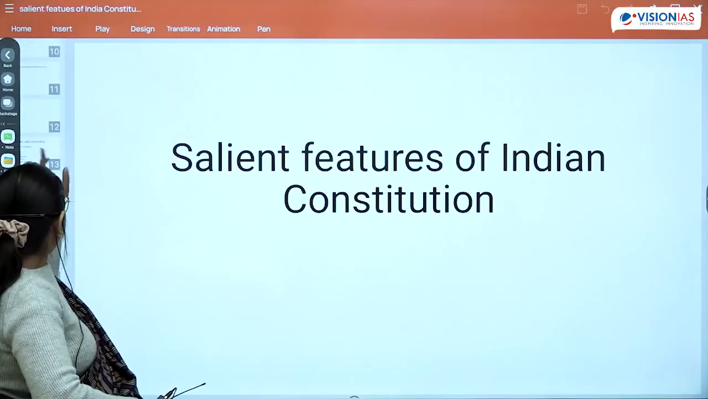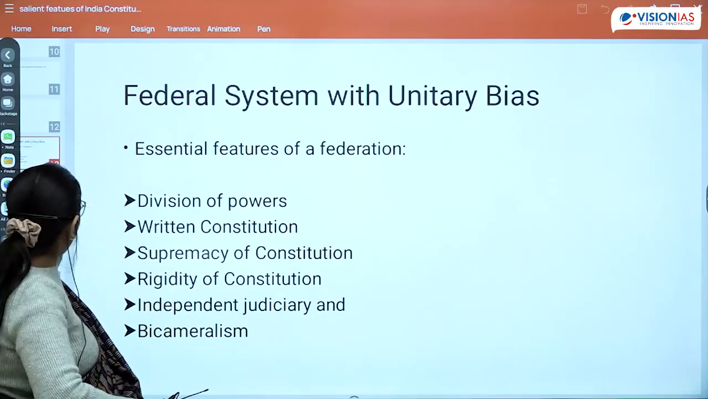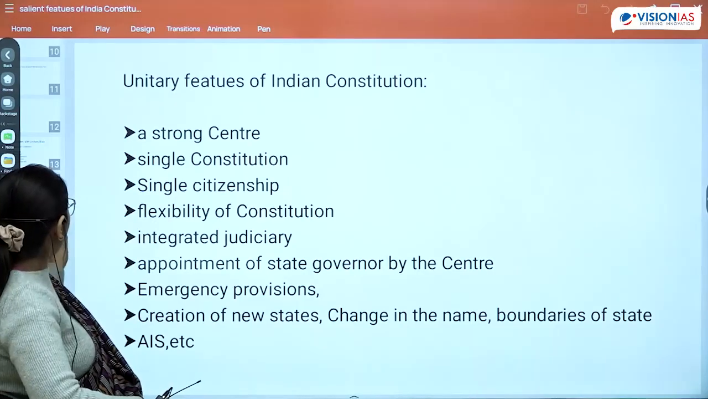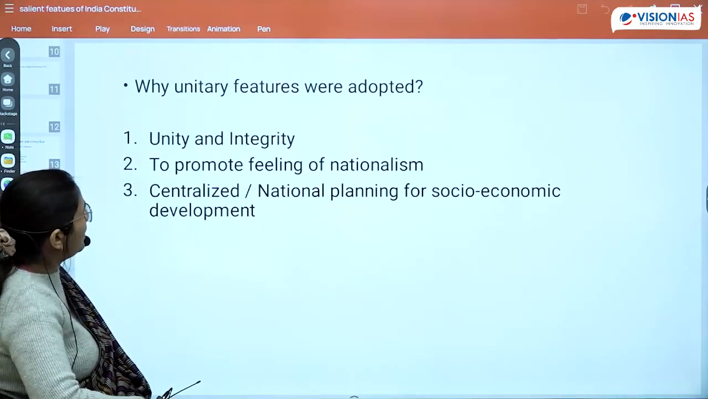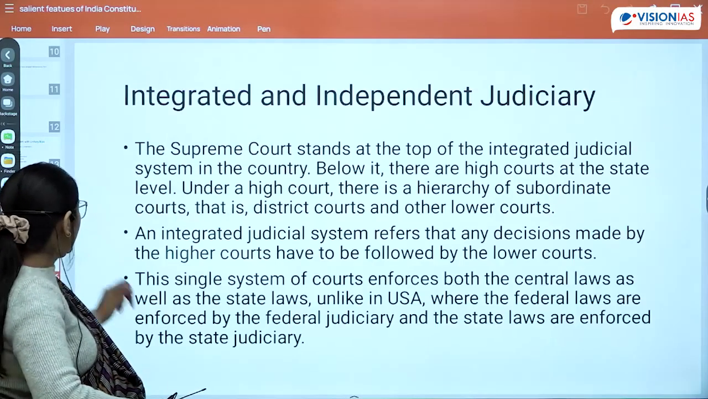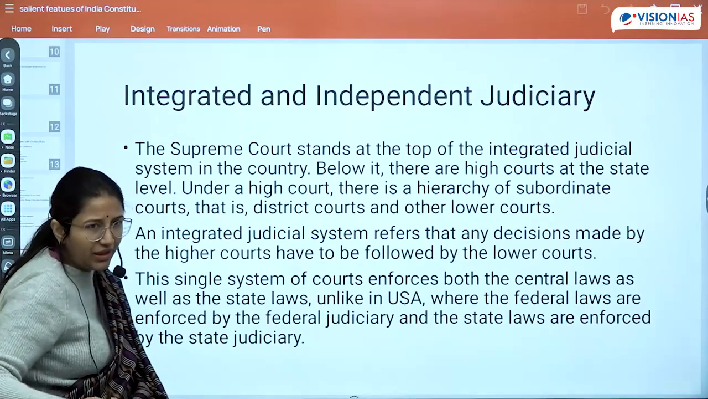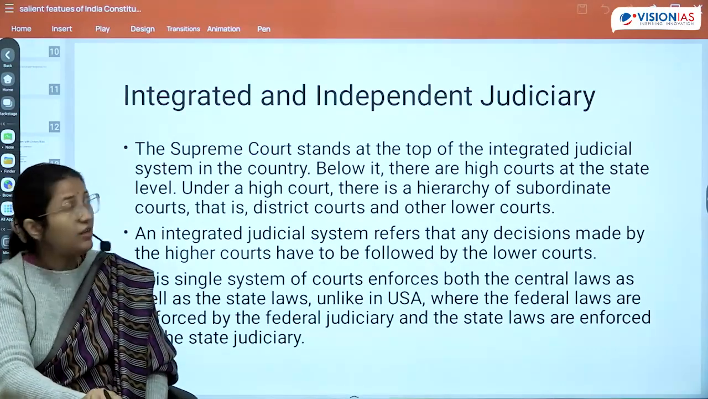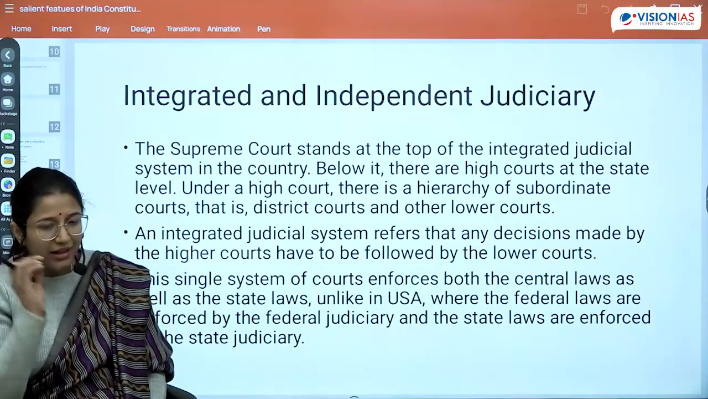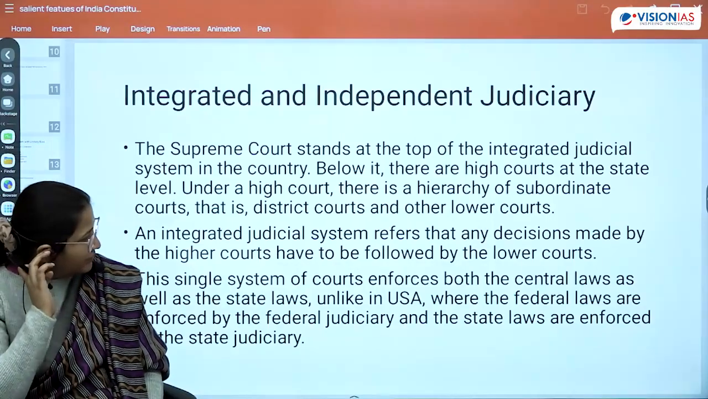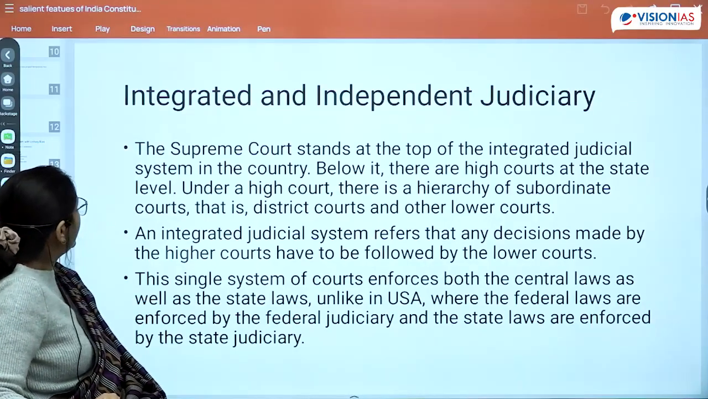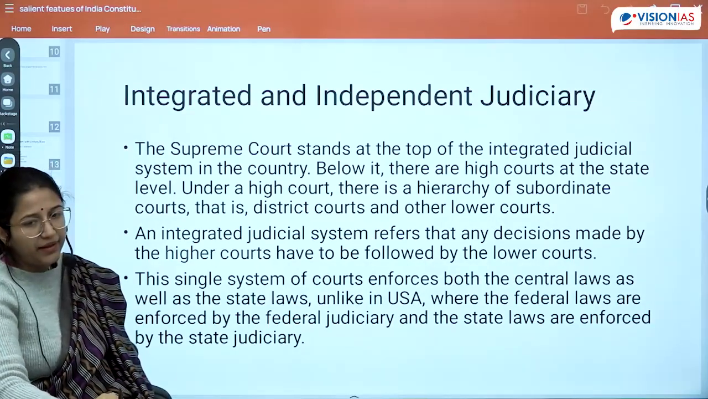Fine. So this is about the federal system with unitary bias, features of the Indian Constitution where we find that there is a unitary bias, and the reason why we have adopted such a form of federation. Fine. The next feature of the Indian Constitution is we support what is known as an integrated and independent judiciary. Yes, we have an integrated and independent judiciary.